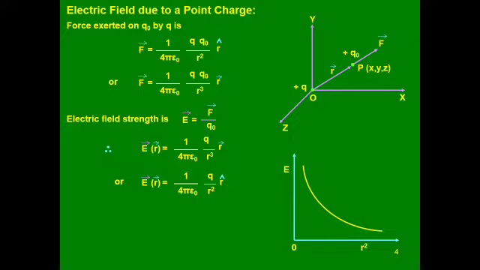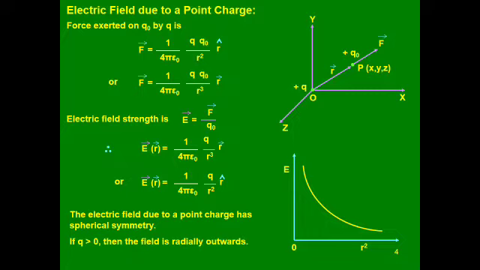You can also draw a graph between E and r. It will have the same pattern, but its slope will be different. Try to guess how it will look. I'm not giving it here. The electric field due to a point charge always has a spherical symmetry. What is the meaning of the term spherical symmetry? Spherical symmetry means it is the same along all directions at equal distance.